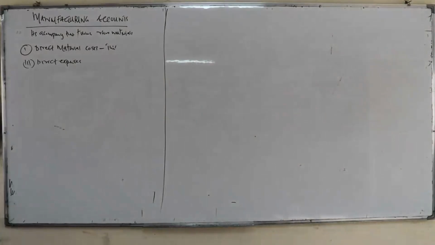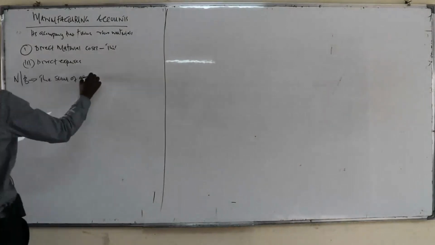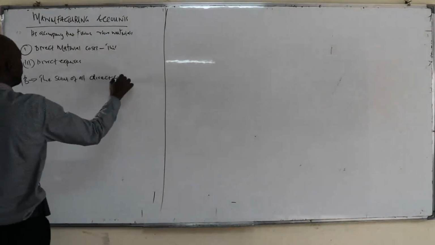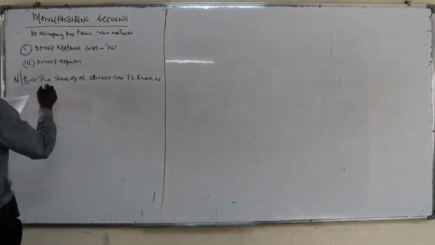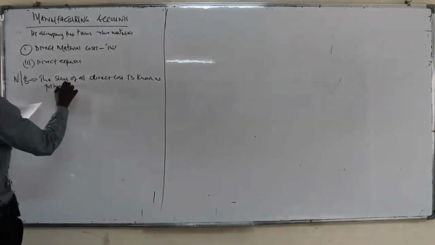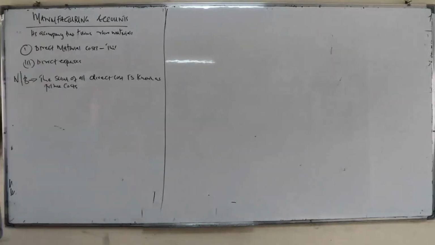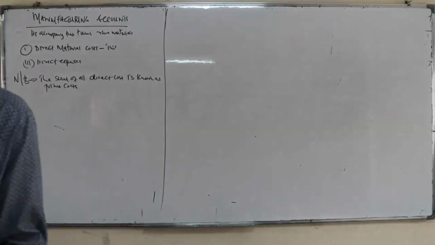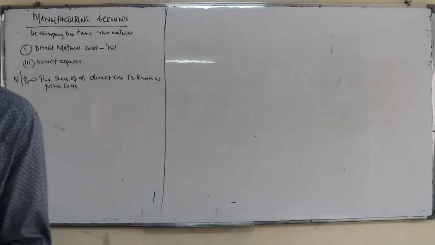So NB, the sum of all direct costs is known as prime cost.